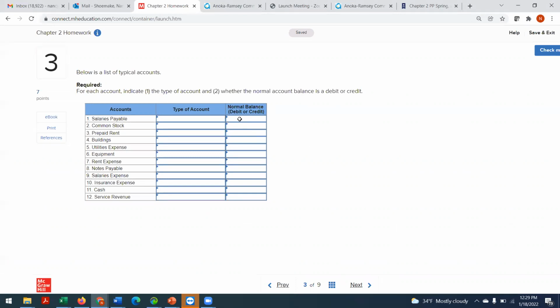Revenues have a normal credit balance. And expenses have what? A normal debit balance. Does that make sense? Next.